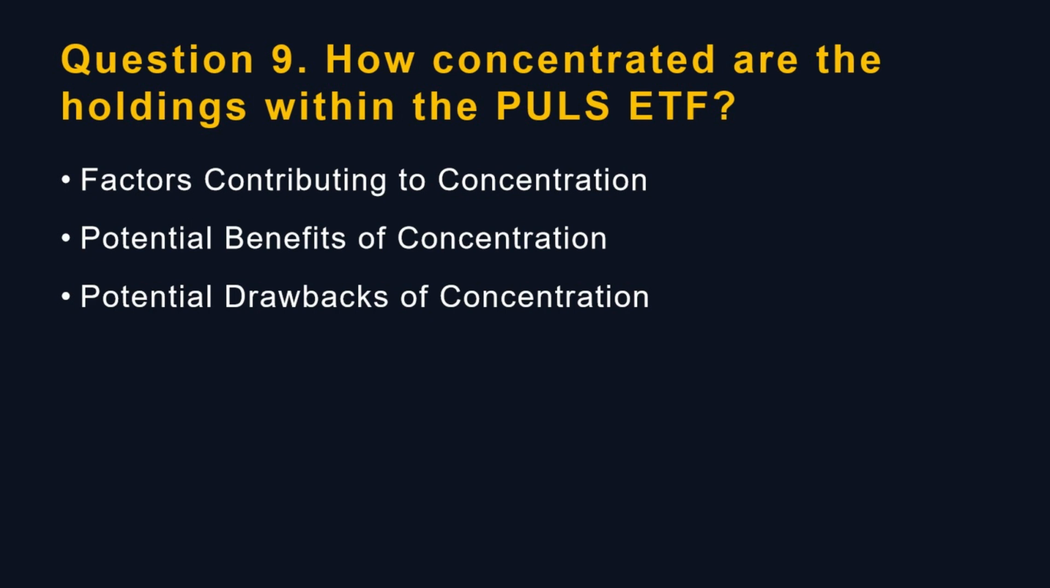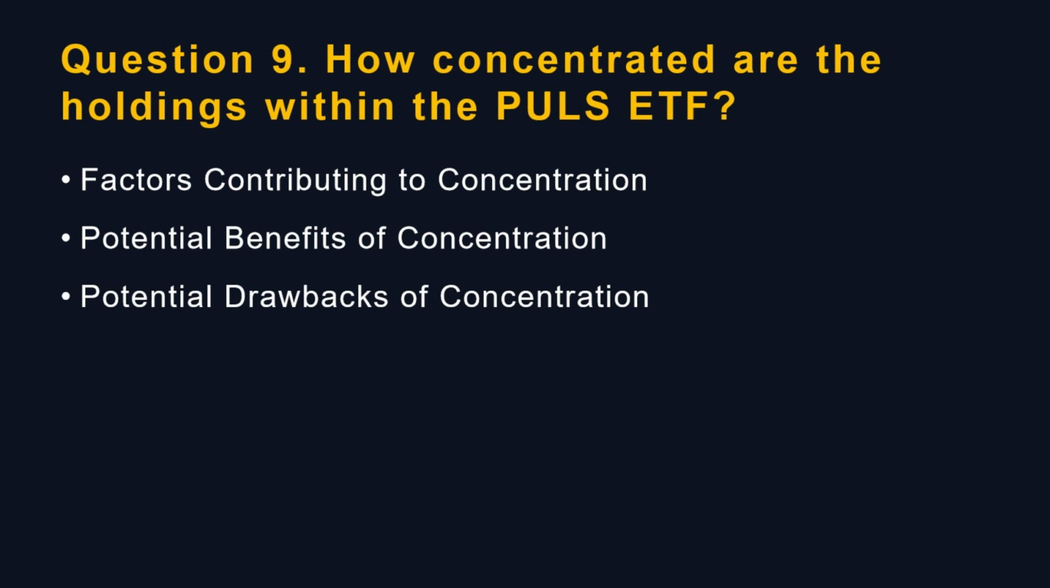Factors contributing to concentration. Limited investment universe. PULS focuses on a narrow segment of the bond market, ultra-short-term bonds, typically less than 3 years, often within 1 year. This inherently limits the available universe of potential investments compared to a broader bond fund that might encompass various maturities and sectors.